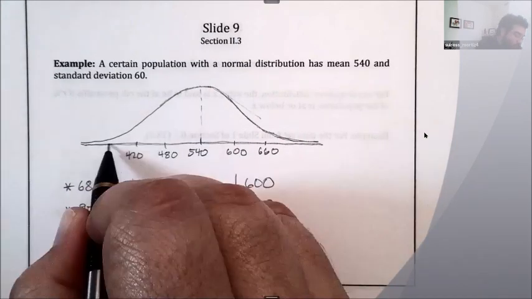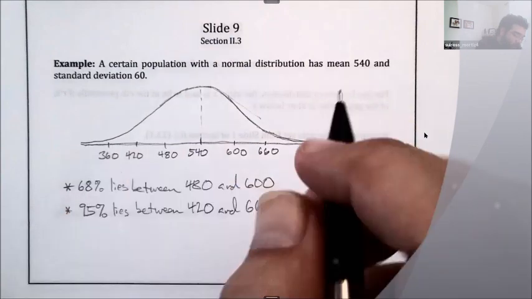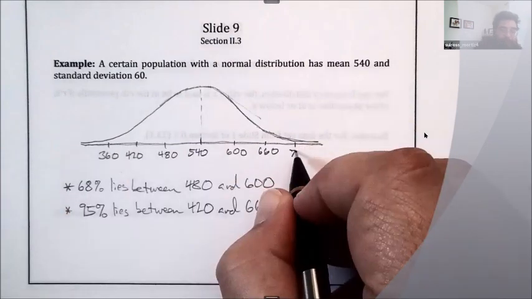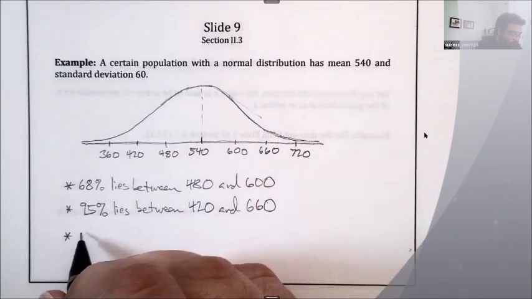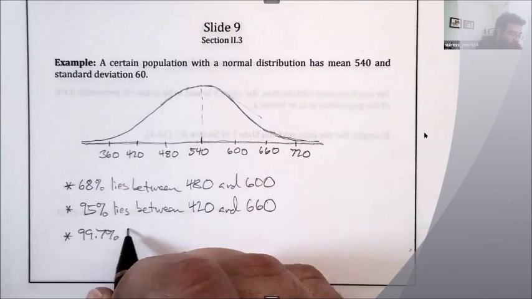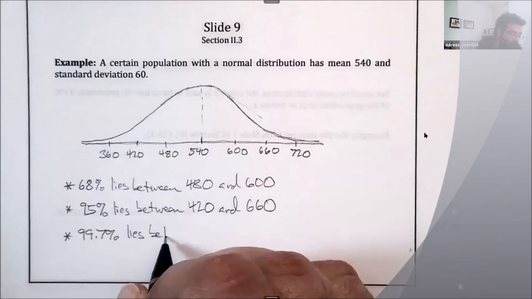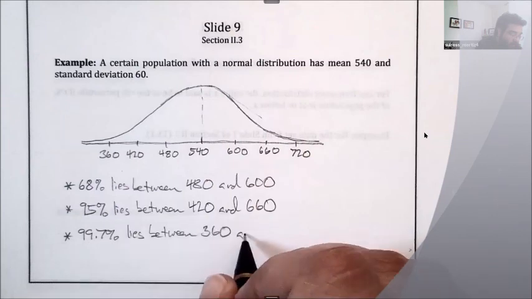Do the same thing again. We have 360 and 720. 99.7% lies between 360 and 720.